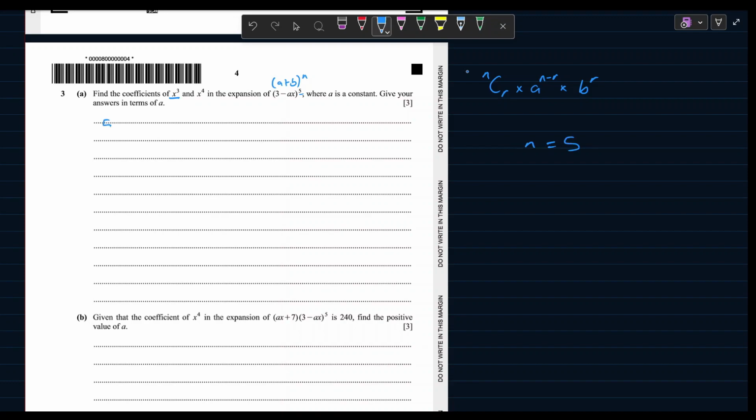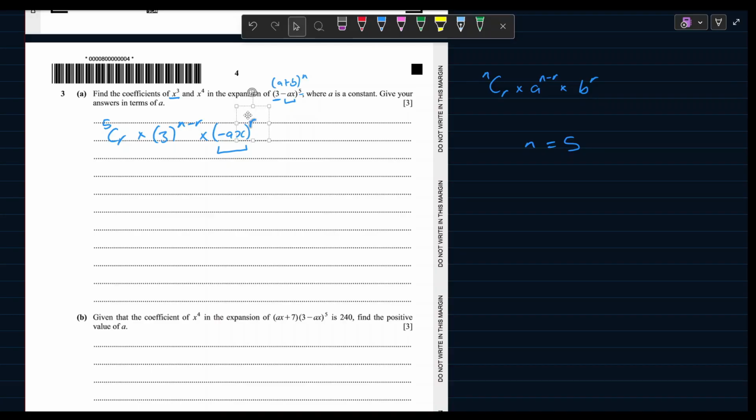So I can write this as 5 choose r, times our a, which is going to be the 3, and then our b is going to be the negative ax. So a is 3, so I can put this as 3 to the n minus r, times our b. Our b here is negative ax, and this is being raised to the power r. Okay, so we know that we want a term in x cubed, so it means that we have to raise this bracket to the power 3. So in other words, it means that our r is going to be 3.